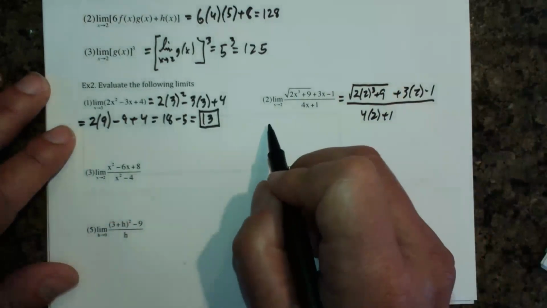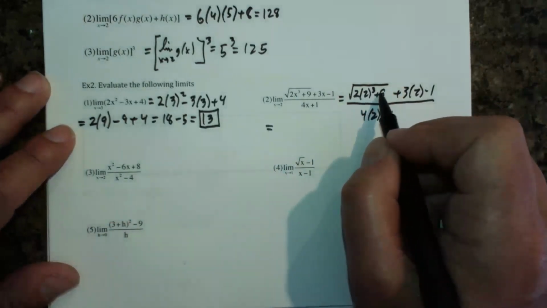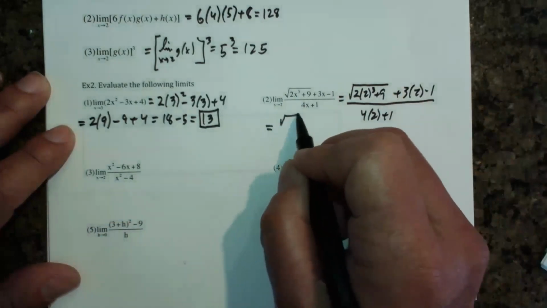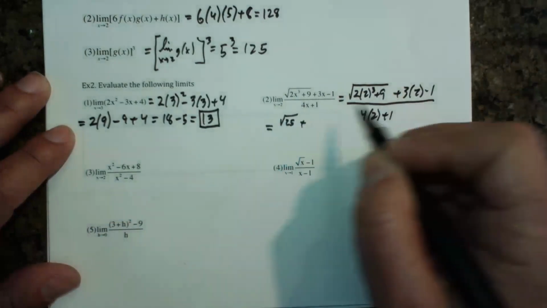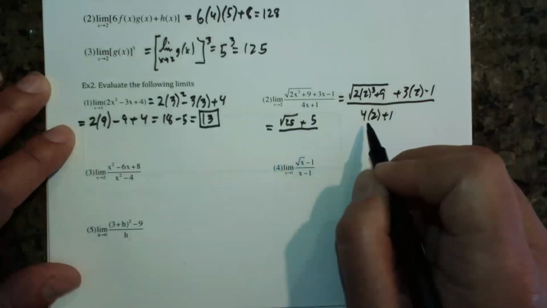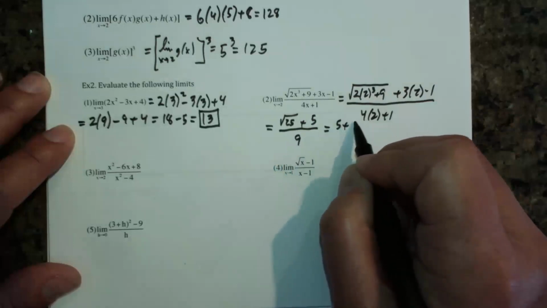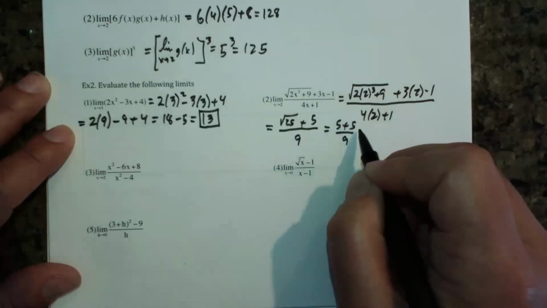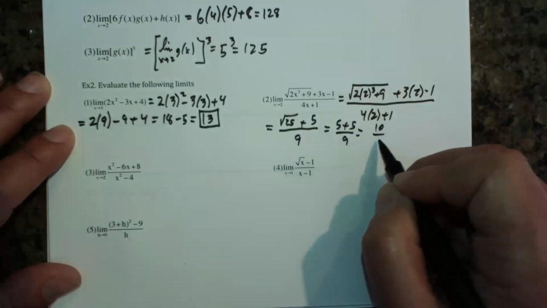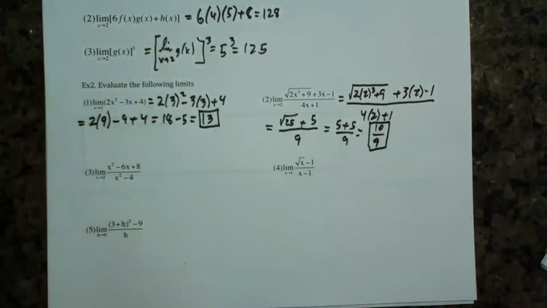And let's see what we end up with. This ends up being 8 times 2 is 16. 16 plus 9 is 25. That is 6 minus 1, which is 5. That is 8 plus 1 is 9. This limit is just 10 over 9. So you can see so far it's just order of operations.